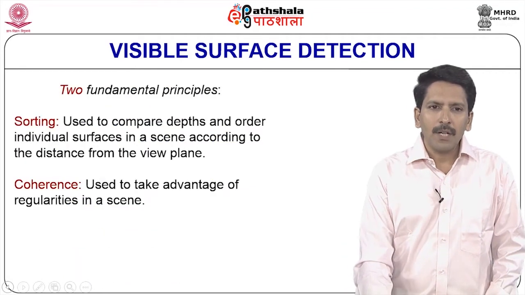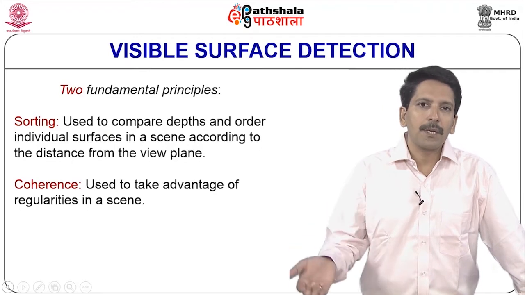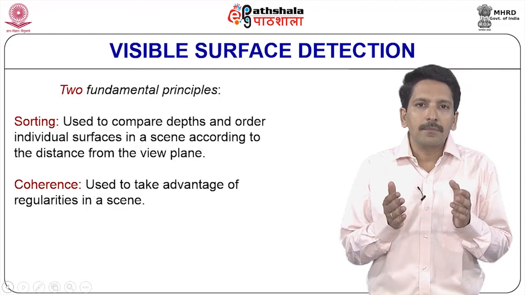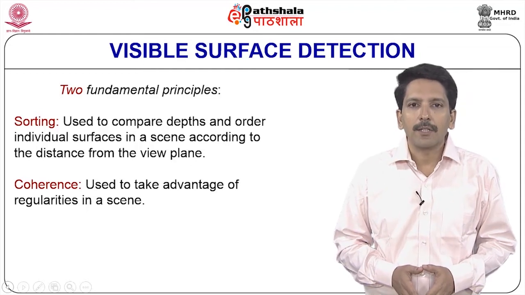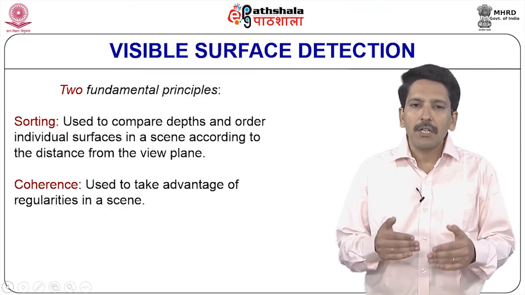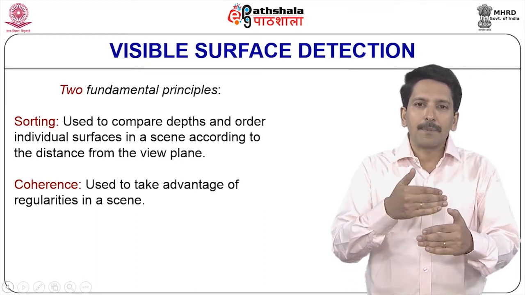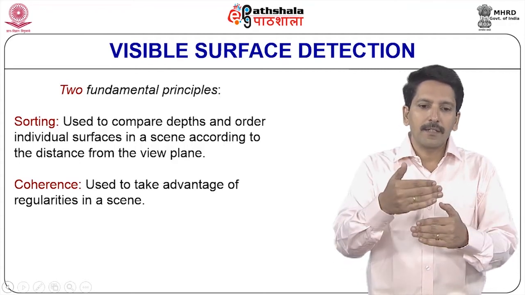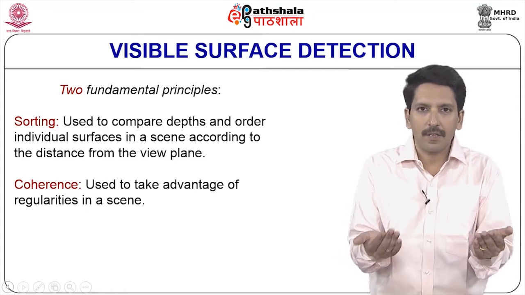Fundamentally, all these techniques, whether they are object space methods, image space methods, or mixed methods, rely on two fundamental principles: sorting and coherence. Sorting is to sort faces as per their depths from a given viewing position, so sort faces in the 3D world. A face can be a surface or a face.